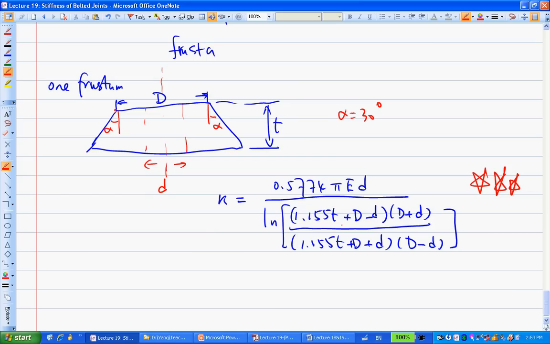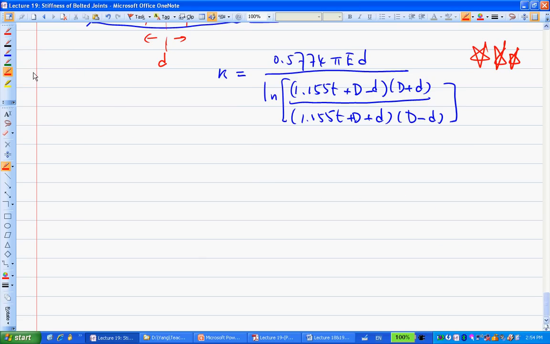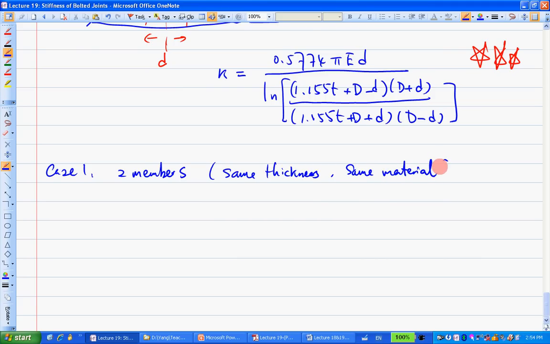So now the next few things. Let's take a look at a couple of examples, some cases. How do we calculate the stiffness of the joints of the members based on this formula? I'll give you a general case first. Actually, maybe not a general one. Let's just look at these different cases. Let's take a look at case number one. Case number one is special. Let's consider that I just have two members, two members of the same thickness and the same material.